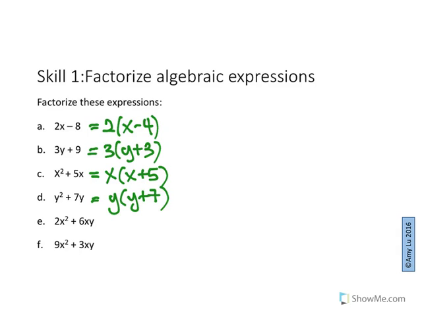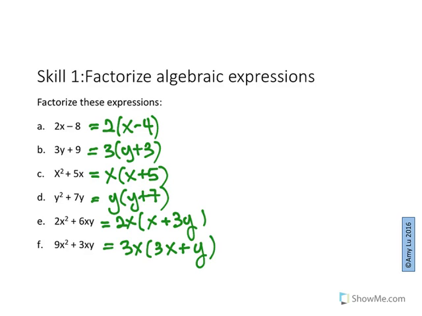In E, it's a little more complicated. They have a common factor of 2 and also an x, so what's left is 1x plus a 3y. And then finally the last one, they share a 3x, so what's left is a 3x and a y. That's it.